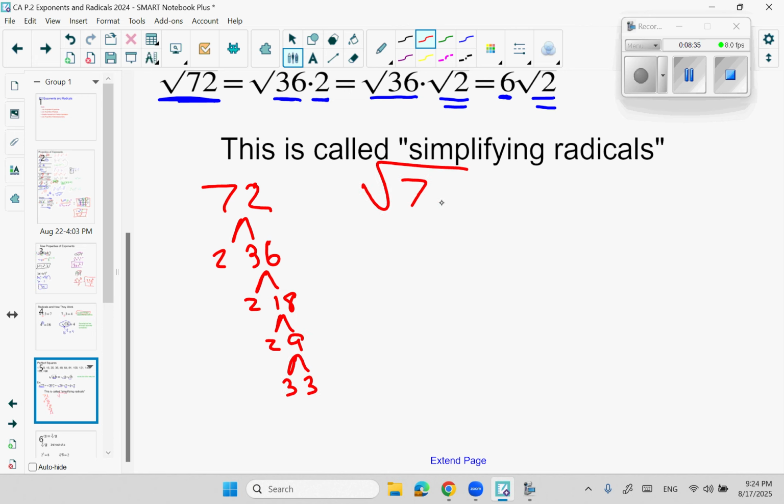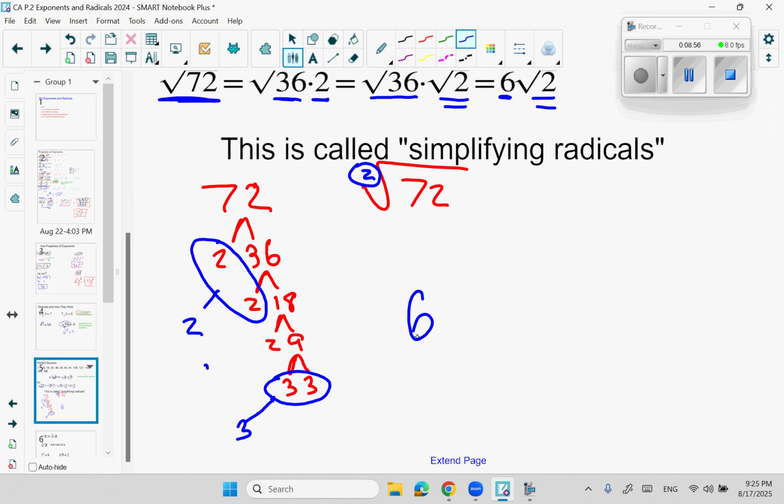Now, I'm doing the square root of 72, and I should remember that this index number is 2. So I need to find groups of 2 of the same number. So here, I have a group of 2 and a group of 3. Those numbers get taken out and multiplied together. 2 times 3 gives me 6. They're outside the radical. Anything we didn't circle stays inside the radical.